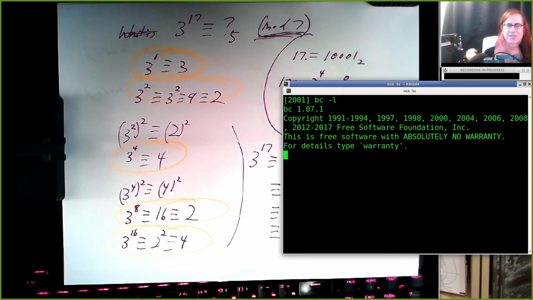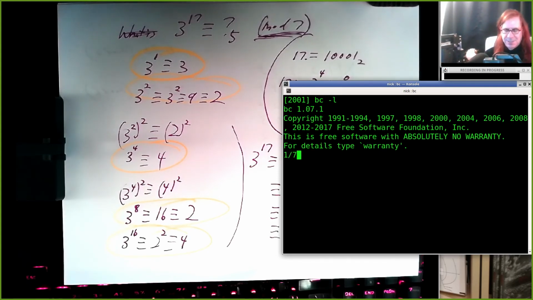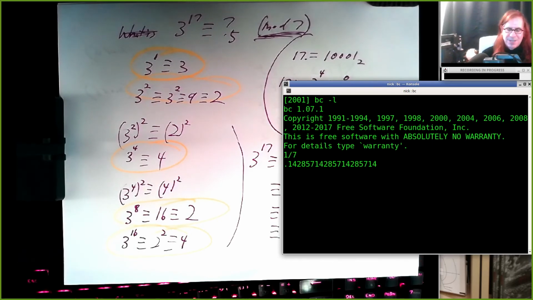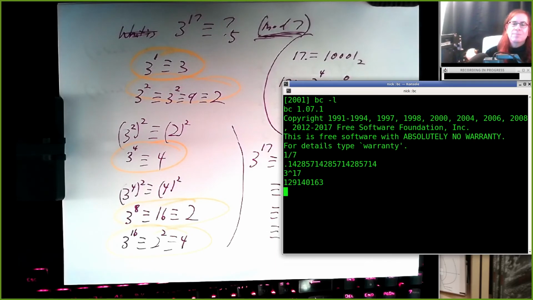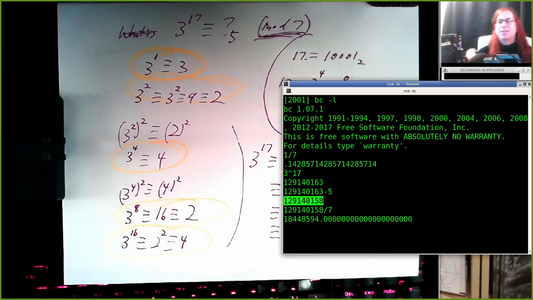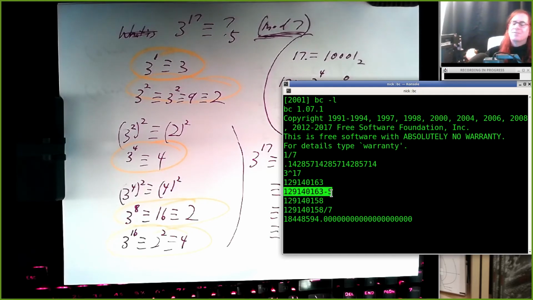So BC is a binary calculator program in Unix. If I say BC -L, it'll do decimals. And it'll also do really big numbers. So I can do 3 to the 17th, and I get this big number. And I can do that thing minus 5, and I get this number. And I can do that thing divided by 7, and I get an integer. So this number and 5, their difference is divisible by 7. That's why this number and 5 are congruent to each other.